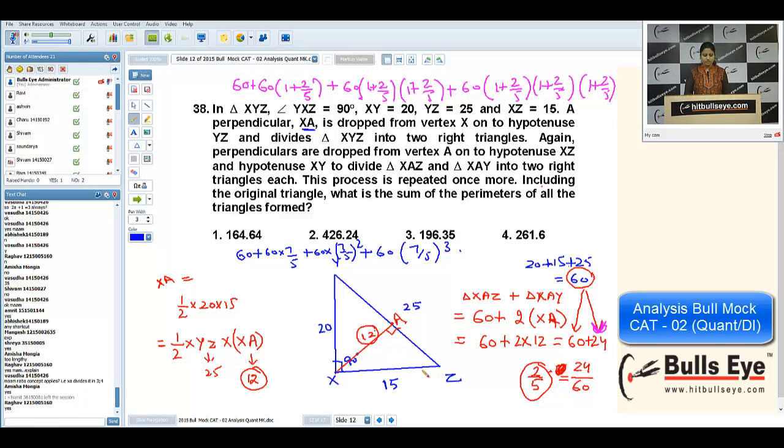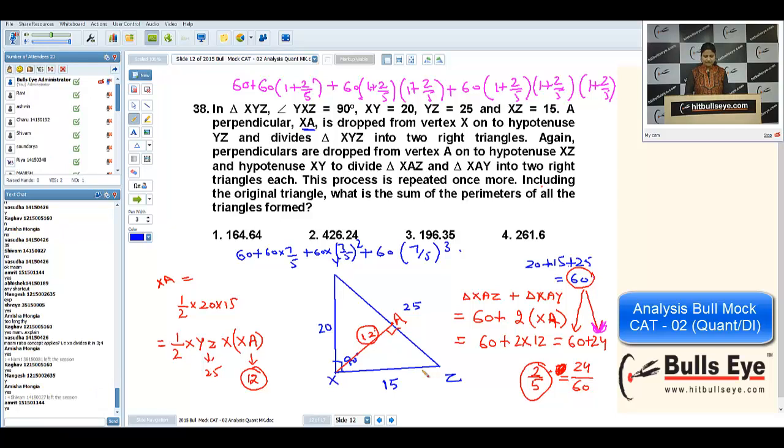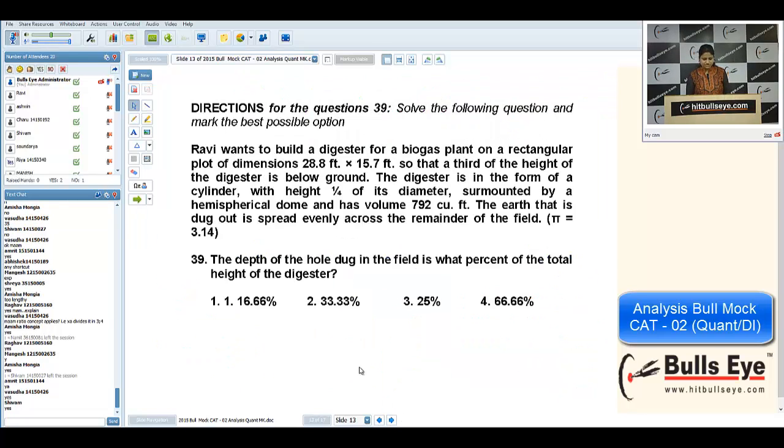I will not draw any other triangle now. I'll take the pattern only, since all the triangles are similar. Okay, that was a difficult question to explain.